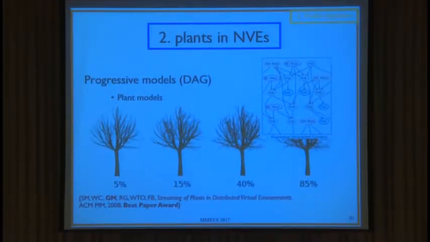And if you want to do progressive representation, you have the same DAG structure that we had before, and we can reuse the streaming strategy that we have for progressive meshes. And you see that even with a low-level representation of the model, it is already pretty good.